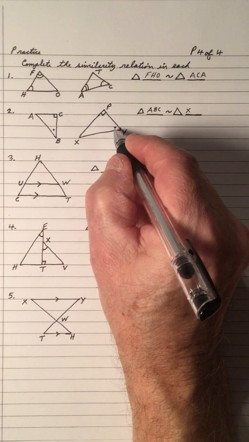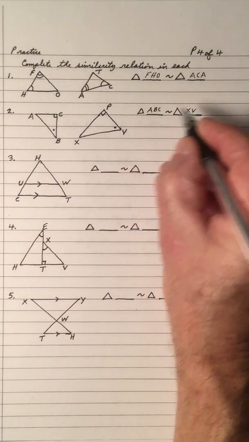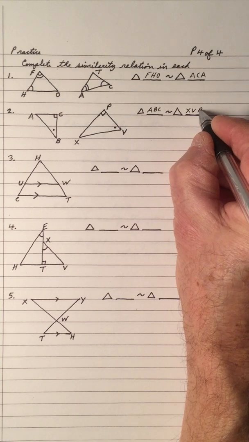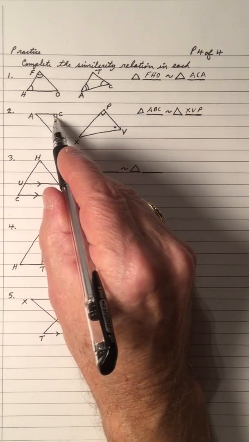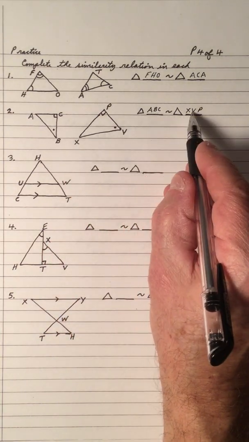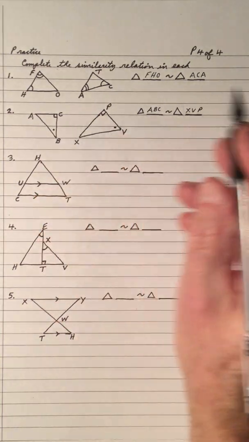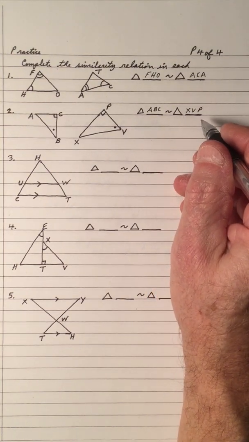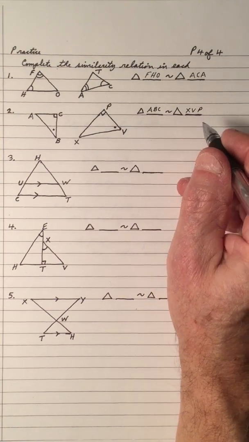B is going with V. And C is going with P. So notice C is with P, B is with V, so A must go with X because that's what's left over. And again, two pairs of angles equal in a triangle are similar.